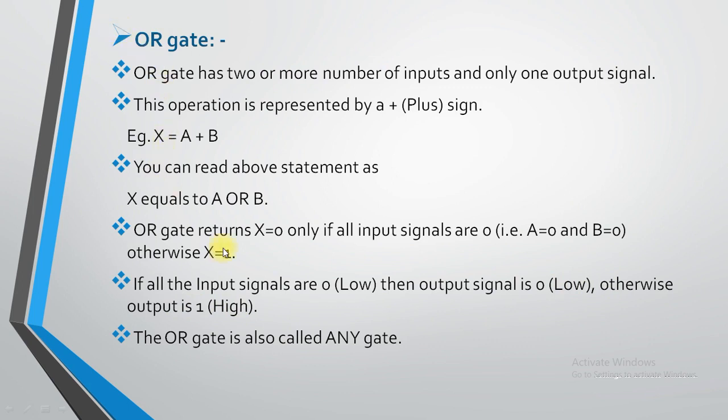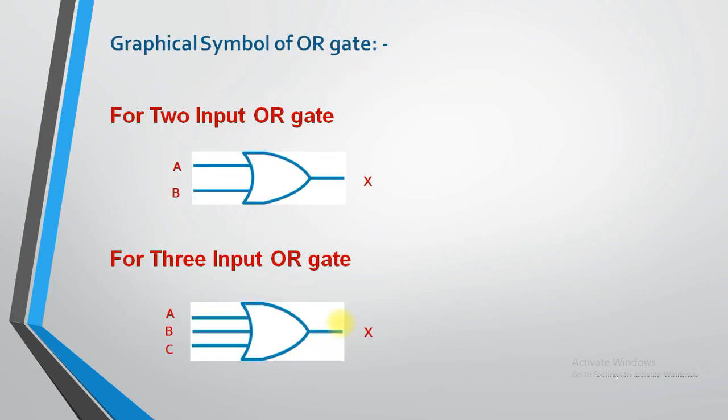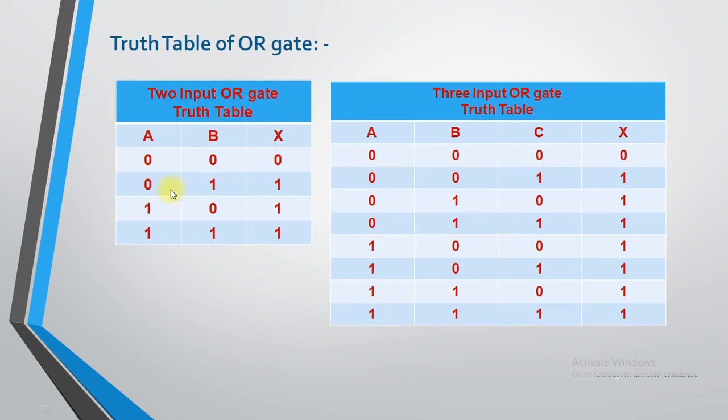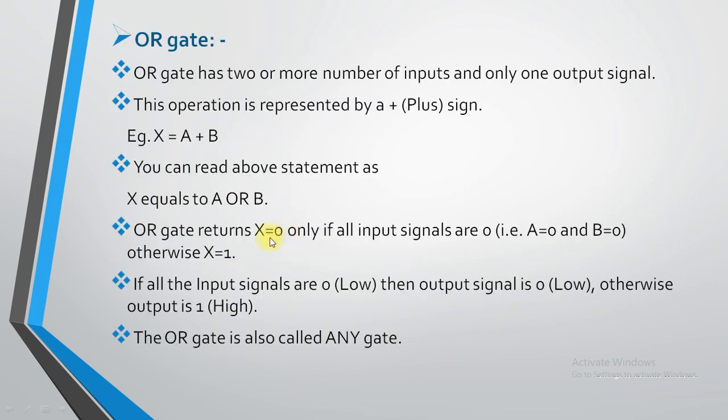And like AND gate is referred to as the all gate, OR gate is referred to as the any gate. Because if any one of the conditions is true, you will get a true output over here. Like this, if only one condition is true, you will get one as output. Over here, A is true, you will get one as output. If both the conditions are true, you will get one as output. So if any of the conditions is true, you will get output. So OR gate is also referred to as the any gate.